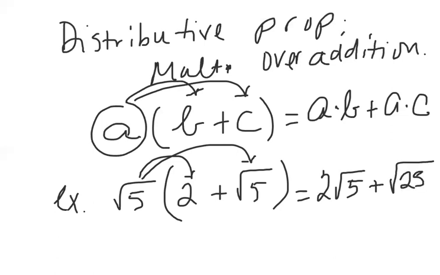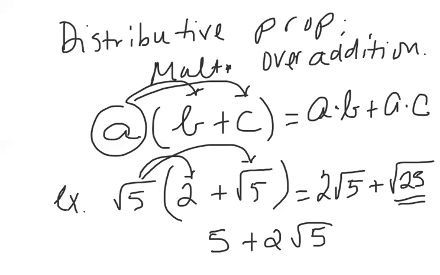And guys, if you can simplify a radical, you must simplify it. You don't have to be told to do it. You just do it automatically. Square root of 25 simplifies to 5, and then you keep the 2 radical 5, and there's your answer. And just like that, guys, you're done.